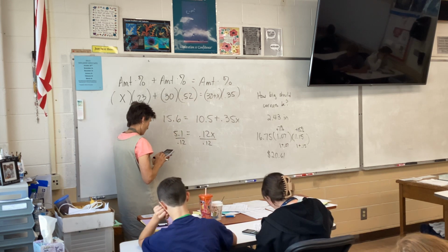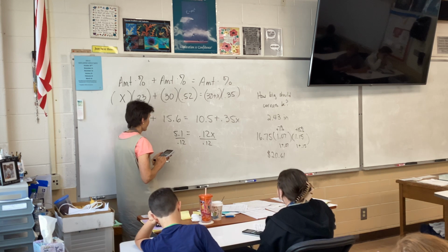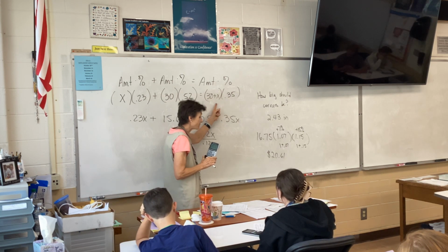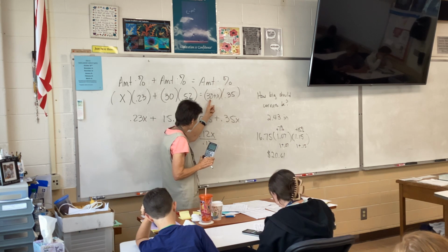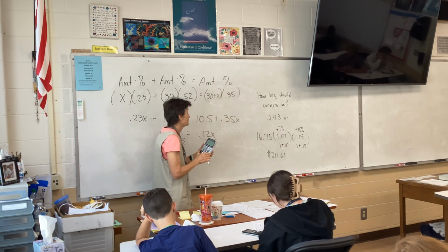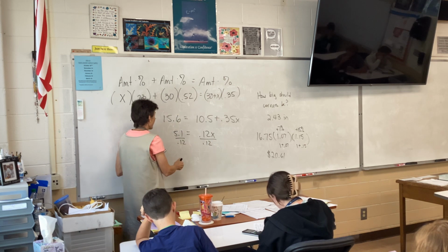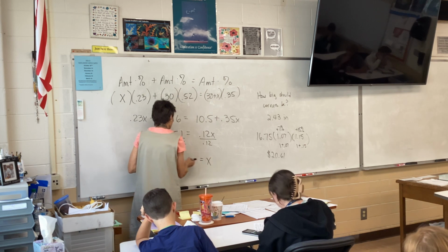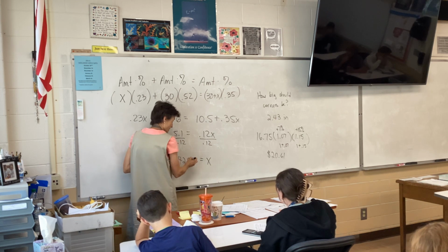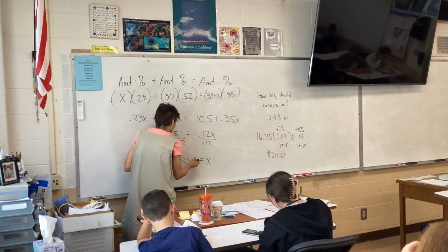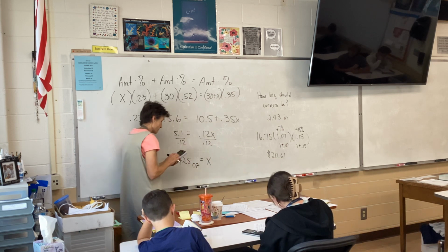This one, yep, where did that 10.5 come from? I distributed. I just got done saying that. You have to distribute. So 30 times 0.35. I got 42.5. I didn't even need to round it off. Anybody else get that? 42.5 ounces.